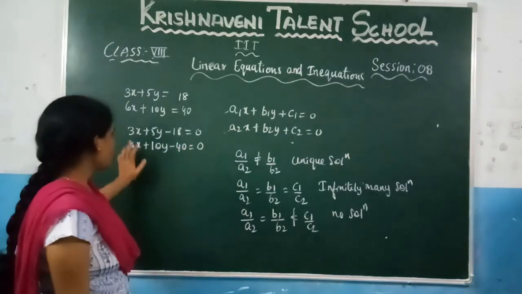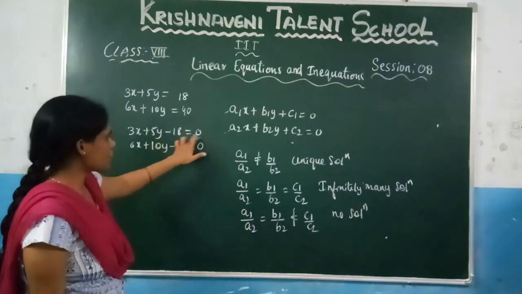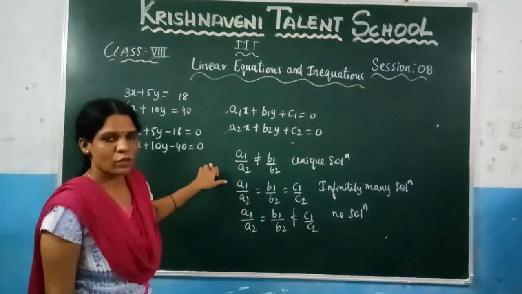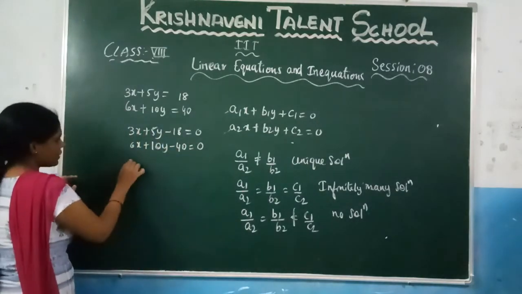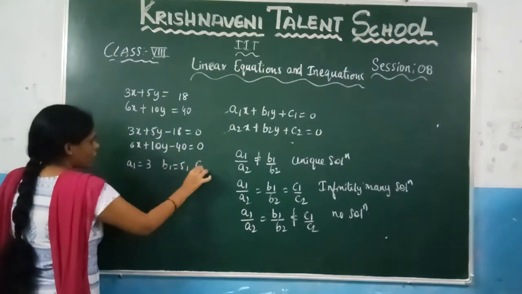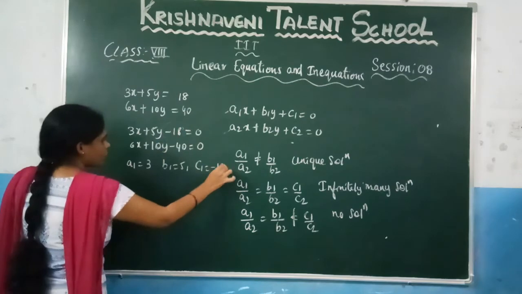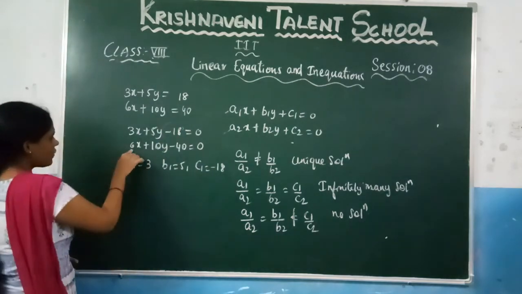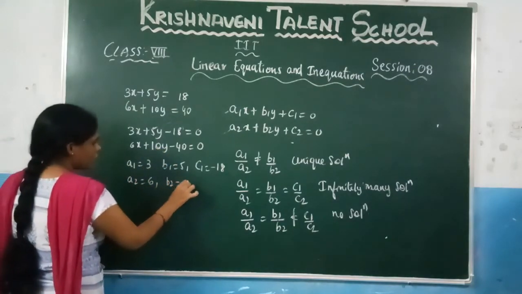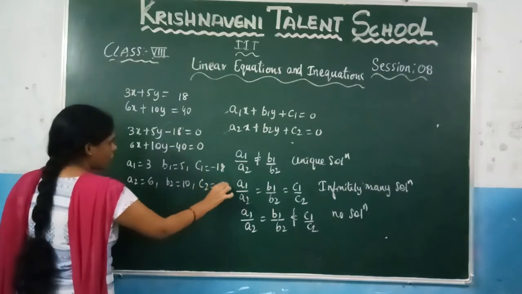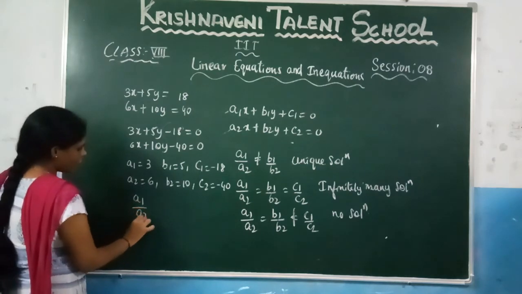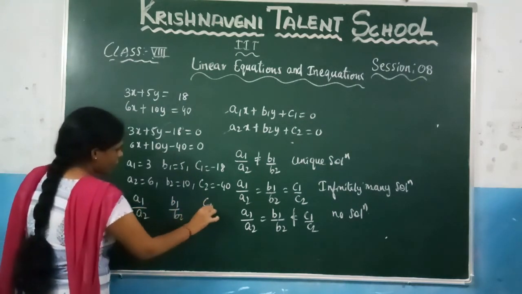Now it is in the form a1x plus b1y plus c1 is equal to 0, a2x plus b2y plus c2 is equal to 0. Now what is the value of a1 here, which is 3. What is the value of b1? 5. And what is the value of c1, which is minus 18. Now let us go for the next one. What is the value of a2, which is 6. And what is the value of b2, which is 10. And what is the value of c2, which is minus 40. Now take the ratios of these values. You will get a1 by a2, b1 by b2, c1 by c2.